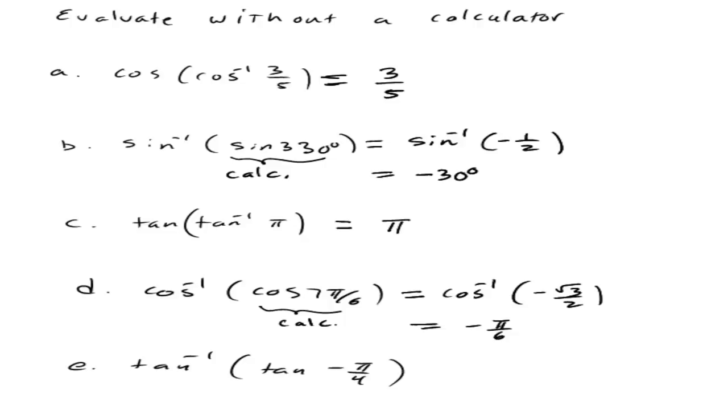Okay, last one, E. Now I want to find the tangent inverse of the tangent of negative pi over 4. Minus pi over 4 is between minus pi over 2 and pi over 2, the restriction for tangent, the inner function's domain. So in this case, they cancel, and we get back minus pi over 4. Just remember the domains, and you should be fine.